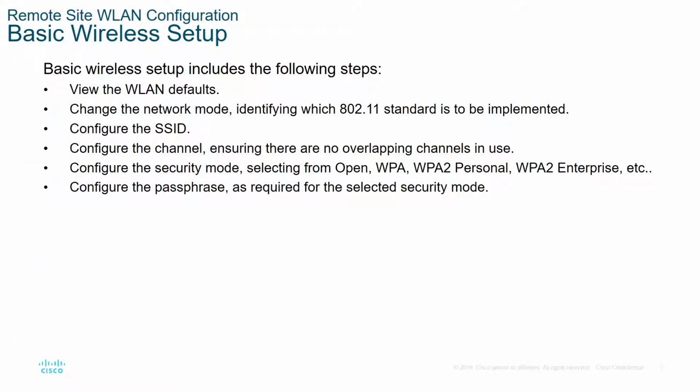Basic wireless setup includes the following steps. View the WLAN defaults. Change the network mode, identifying which 802.11 standard is to be implemented. Configure the SSID. Configure the channel, ensuring there are no overlapping channels in use. Configure the security mode, selecting from Open, WPA2 Personal, WPA Personal, or WPA2 Enterprise. Configure the passphrase as required for the selected security mode.